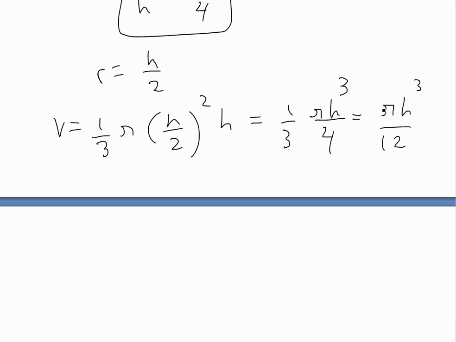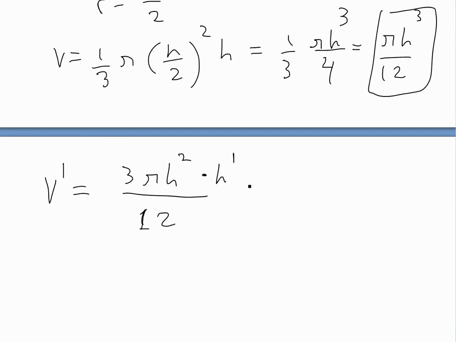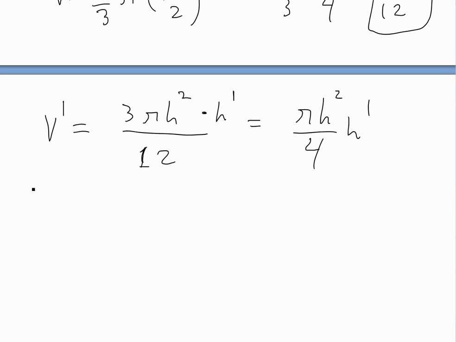And now we can just take the derivative. We have a function of V and h, and we know what V prime is. V prime is equal to, using the power rule, 3 pi h squared, using the chain rule h prime, and there's also a 12 here. Now simplify this: it's equal to pi h squared over 4 times h prime. Now we can solve for h prime. h prime is equal to V prime times 4 divided by pi h squared.